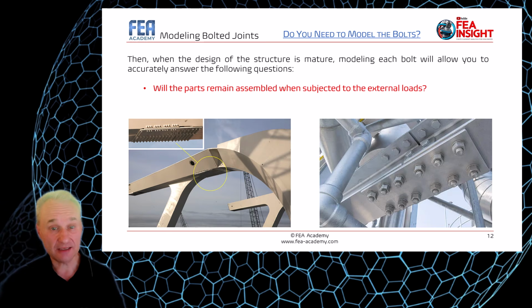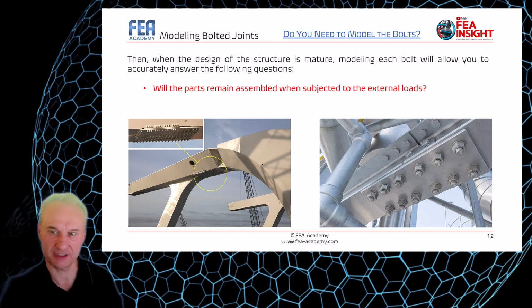When the design of the structure is mature, and after a few iterations using your global model, you can start to consider modeling the bolts to capture the load transferring through the joint and investigate its detailed behavior. Bolts can be added in the global model, in that case, from this stage, using a refinement technique or a submodeling approach.